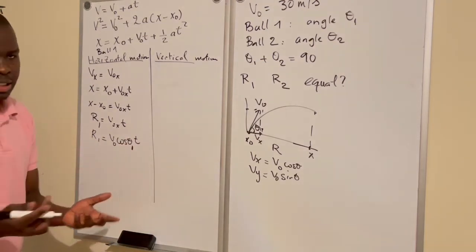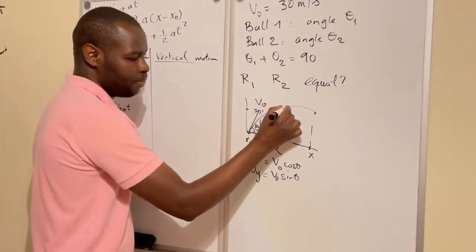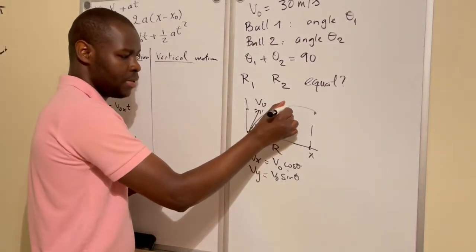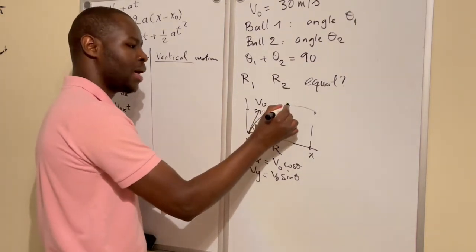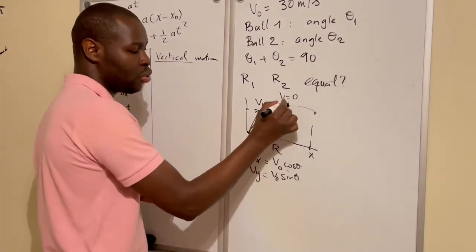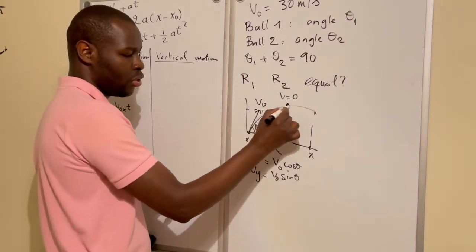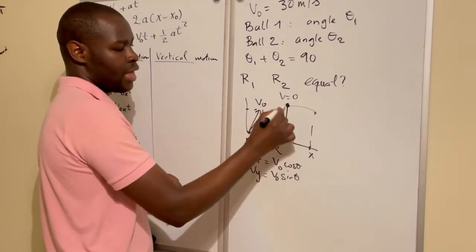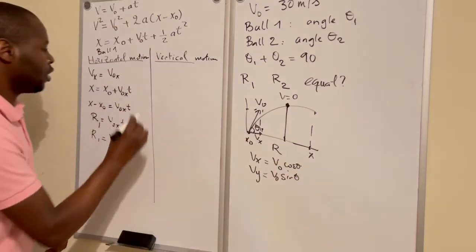How do you find t? In order to evaluate t, we need to know at what time the ball reaches its maximum height. When it reaches the maximum height, it stops moving vertically, so here v equals 0. So v final equals 0 at maximum height. We can evaluate the time it takes to go to the maximum height and then multiply by 2 to give us the total time. So let's go ahead and do that here.